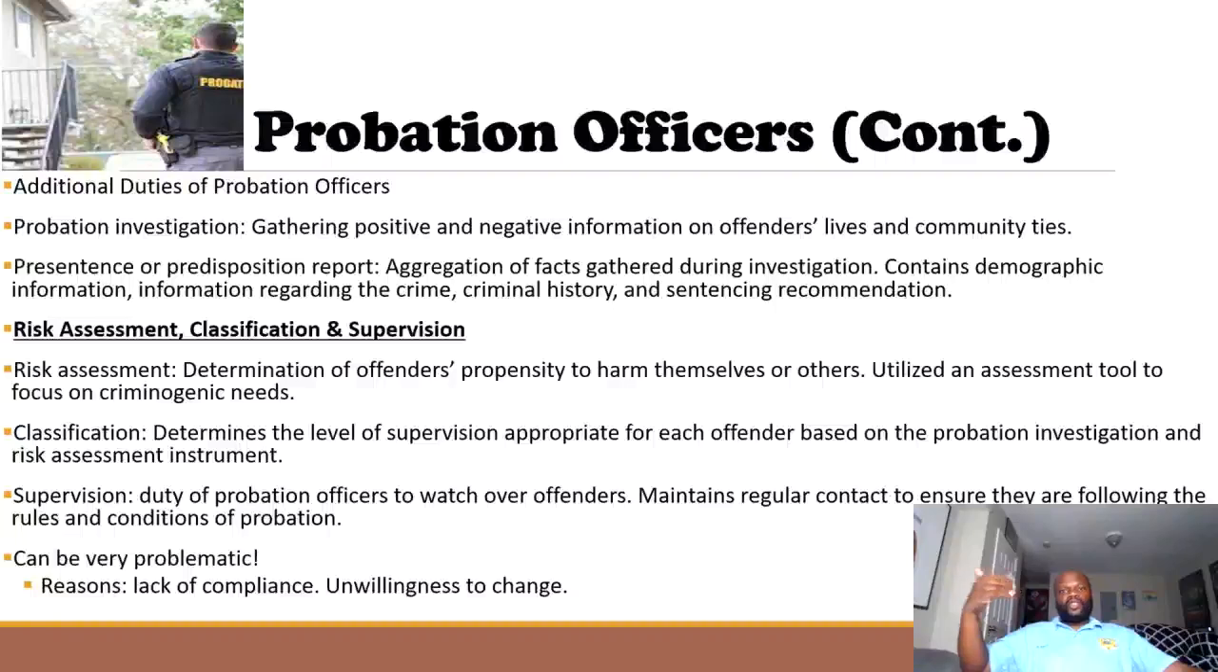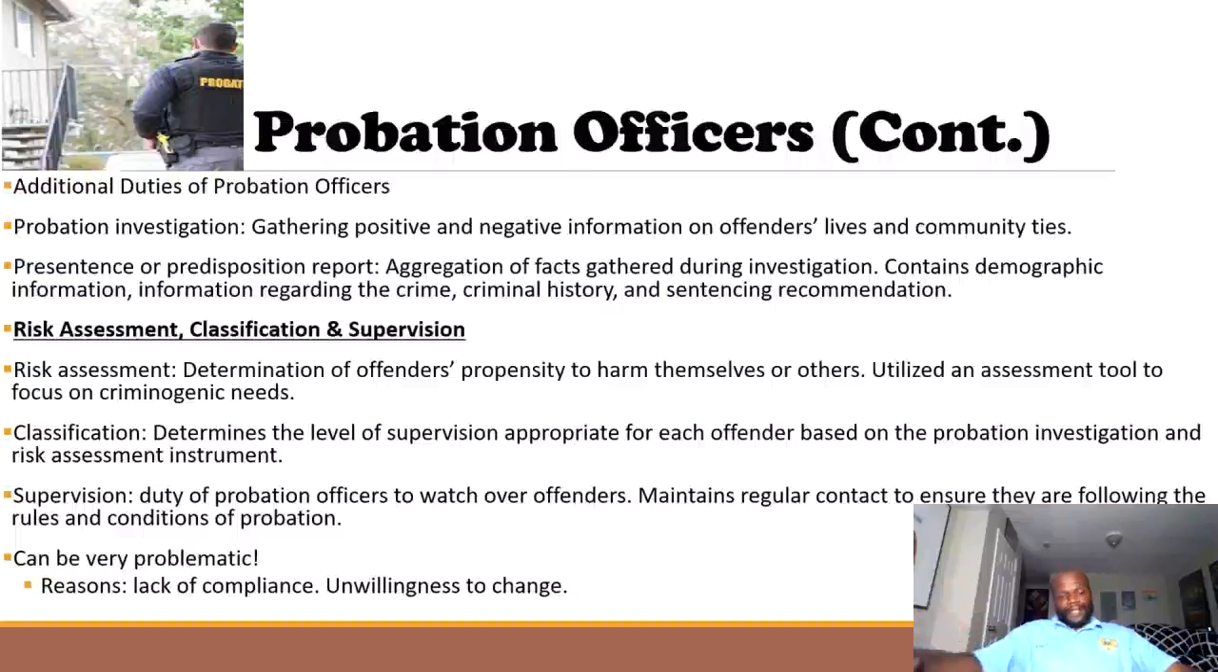Whereas someone who just shoplifted and took, let's say, some clothes from Kohl's or Macy's, and they have strong ties to the community, they work, they just made a poor decision, a poor mistake, you only want to see that person once a month. And that visit could be probably no more than 30 minutes tops. In terms of your supervision, again, that's your duty to watch over the offender. You have to maintain regular contact with the person who is on probation.